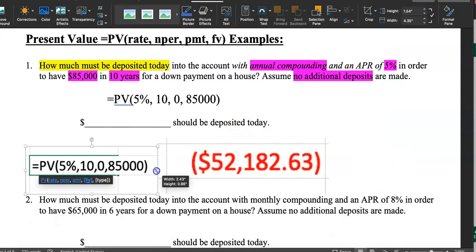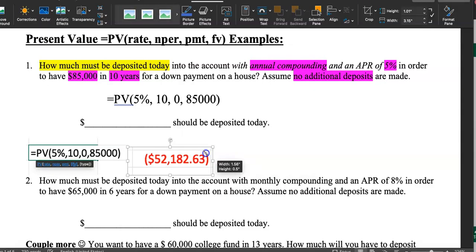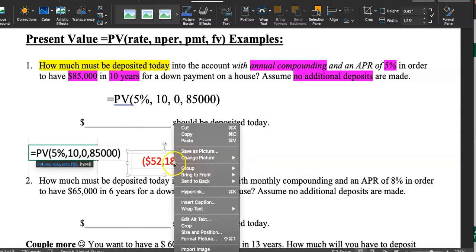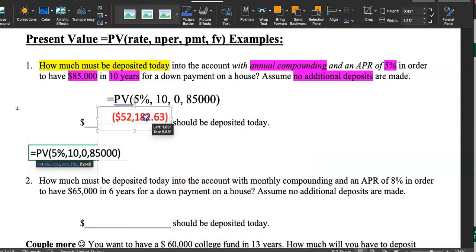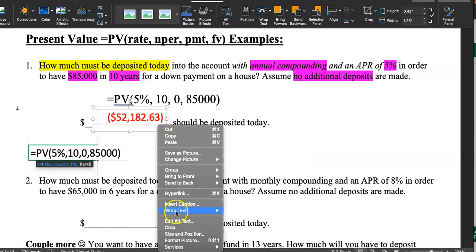So this is what I entered on Excel, and this is the answer I got. This much money should be deposited today. And I wonder if I can just do in front of text and bring this over here. Oh, that looks amazing. I think I'm enjoying this.